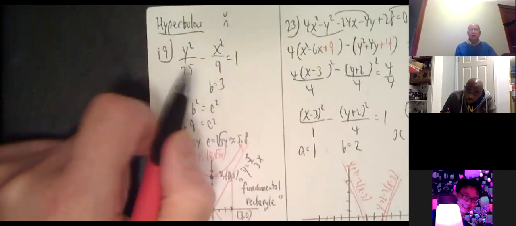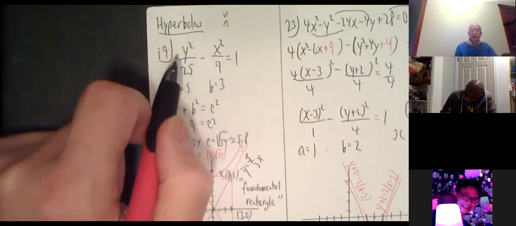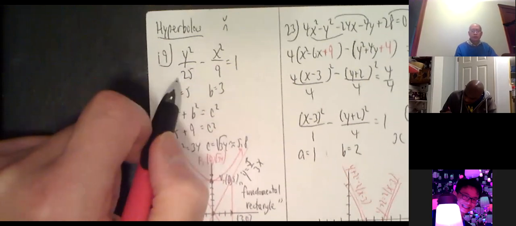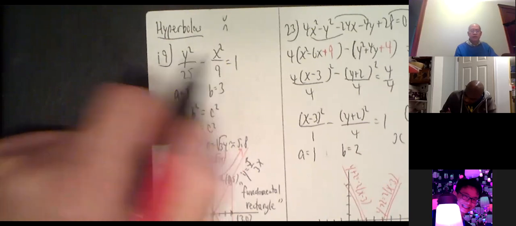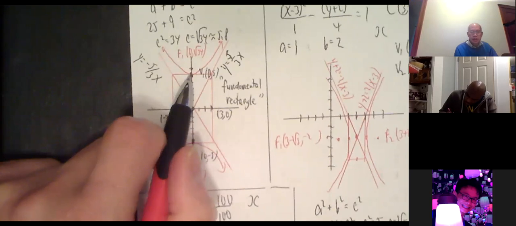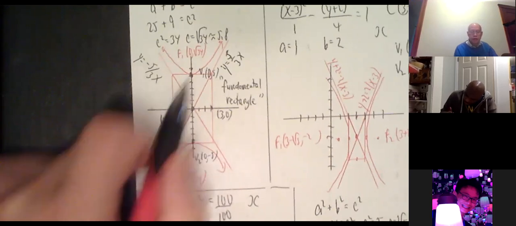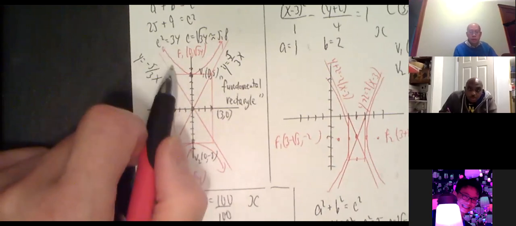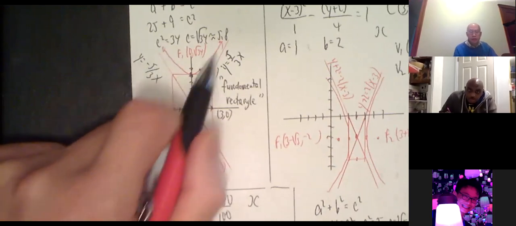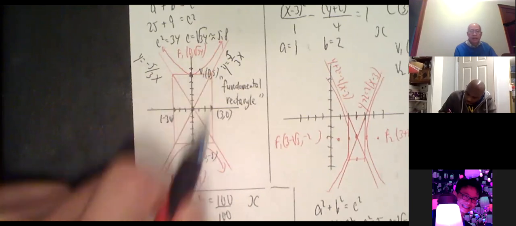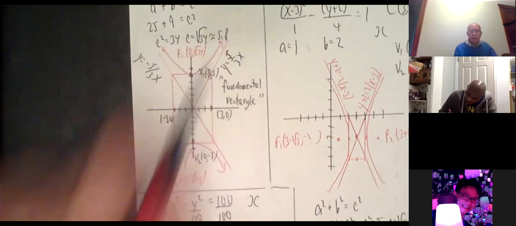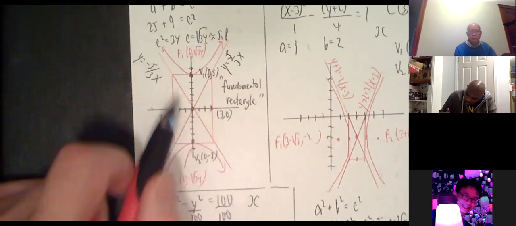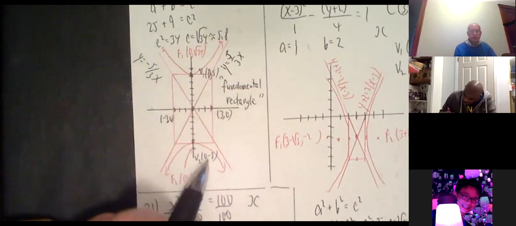Since I already knew it's going to be up and down, how do I know? Y comes first. If x came first, it would be left and right, and I'll show you one of those. So I take the 2 vertices, that one and that one, and curve them toward the asymptotes. So the actual curve is that and that. The box is not part of the hyperbola. The asymptotes are not part of the hyperbola. Only this curve and this curve combined are considered one hyperbola.